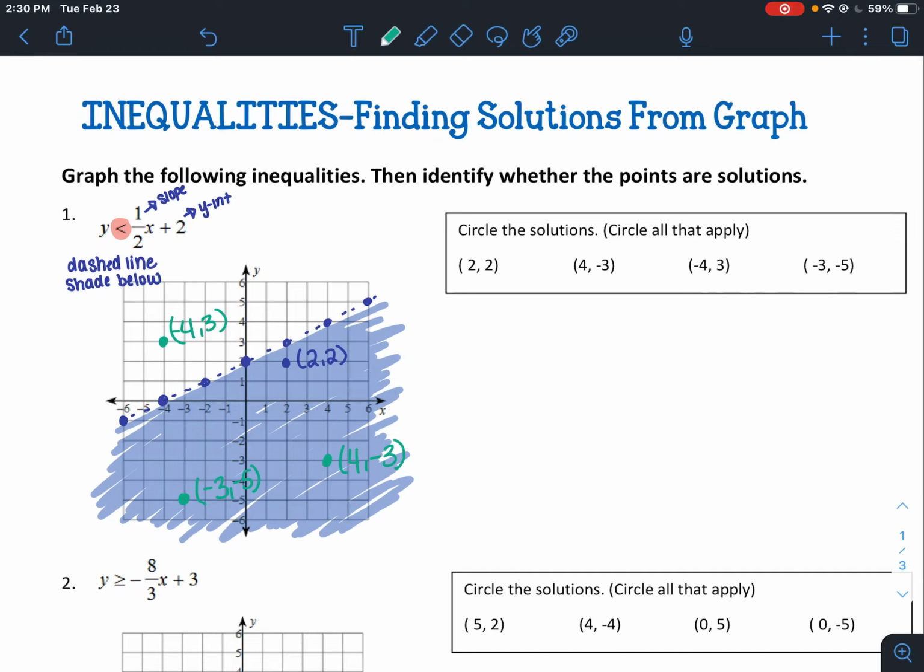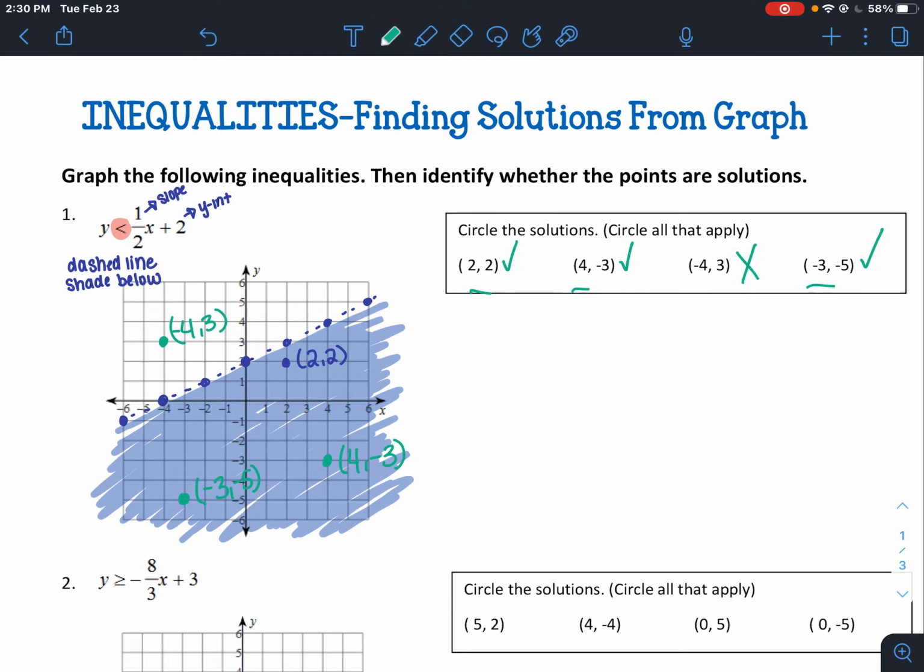All right, now, again, if you don't remember where solutions are, refer back to the notes that we just took. What does the graph look like? For this, solutions are in the shaded region, not on the line. So (2, 2) is in the shaded region. (4, -3) is in the shaded region. (-4, 3) is not in the shaded region. And (-3, -5) is in the shaded region.